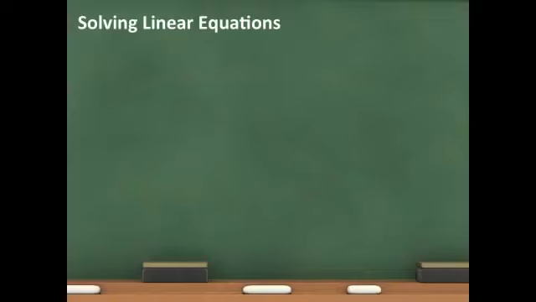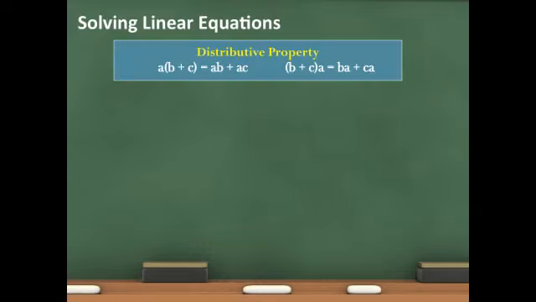In order to solve linear equations, it is important to be familiar with 5 properties that will help with this process. The first property is the distributive property. If you have one or more terms inside of parentheses and a term directly in front or behind the parentheses, then you ought to multiply all the terms inside the parentheses by the outside term.